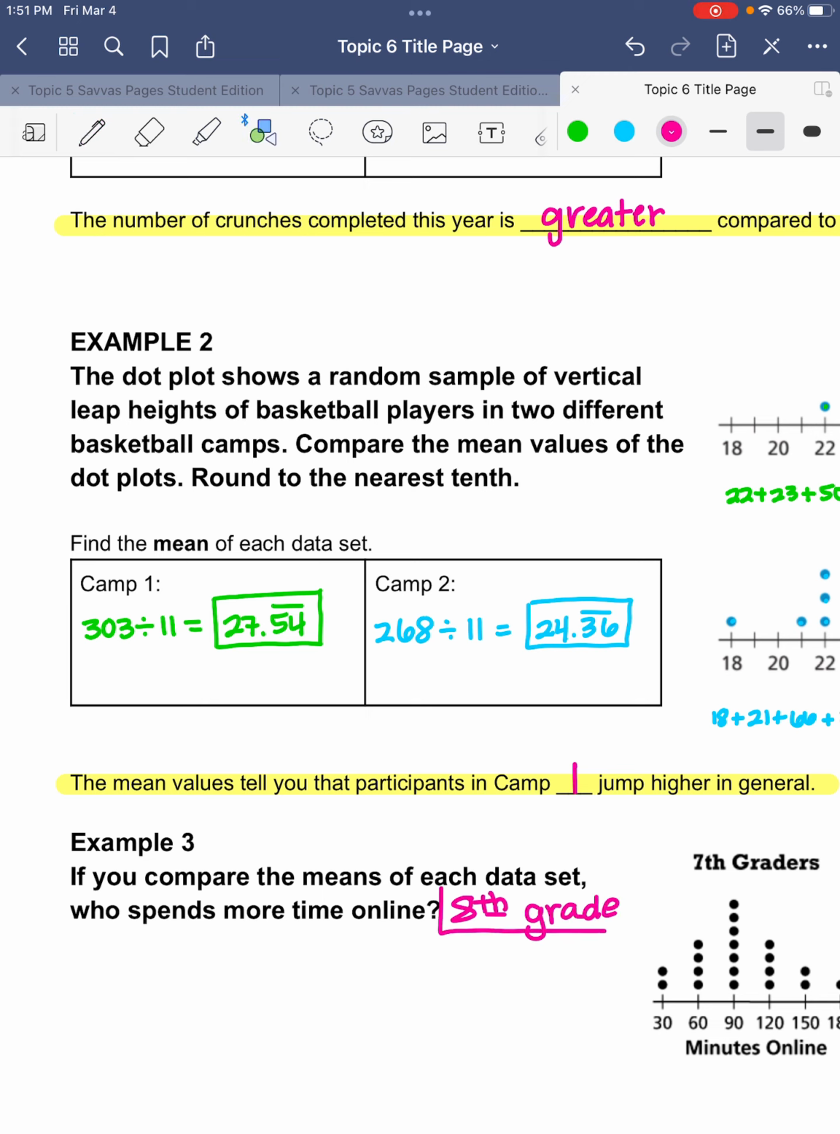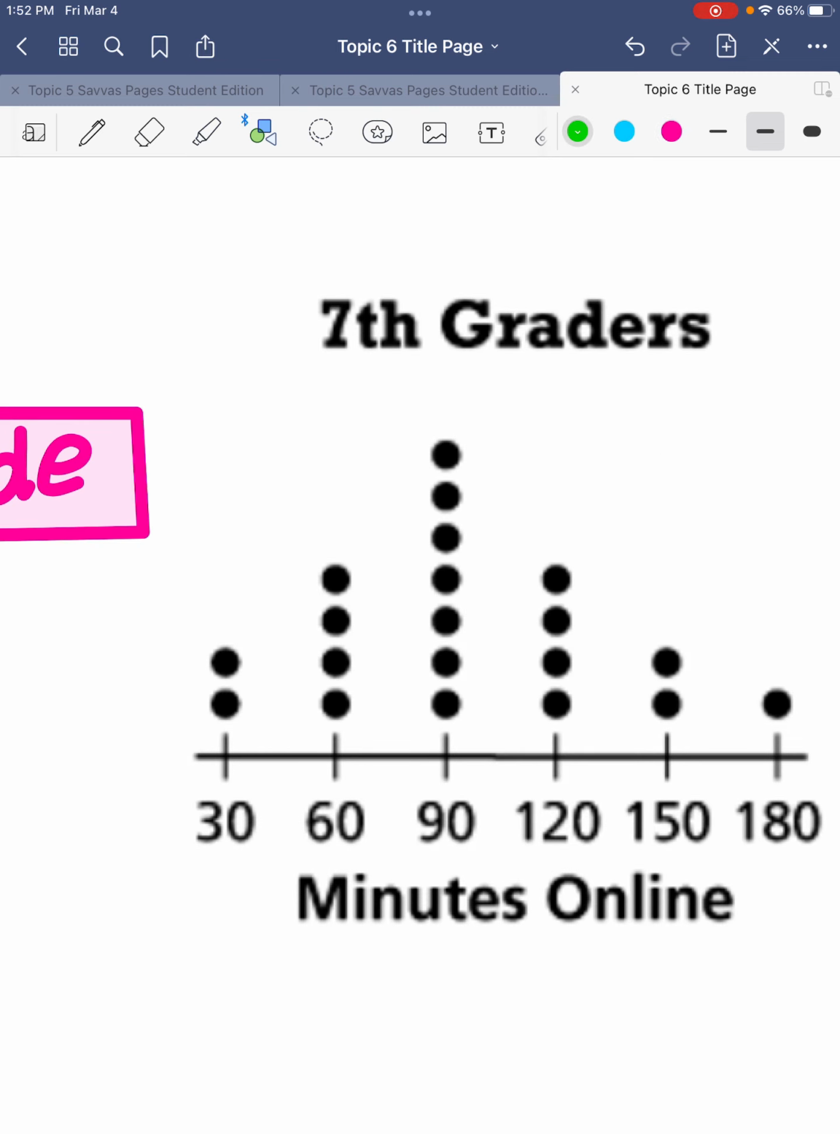Now, how can I either verify or correct my inference? I can find the mean, and if the mean tells me I need to correct it, I will correct it. But if the mean confirms that 8th grade is the group that spends more time online, then I will leave it as is. So let's first find the mean for 7th grade. So I'm going to add up all of our data together. So 30 times 2 is 60. Oops.